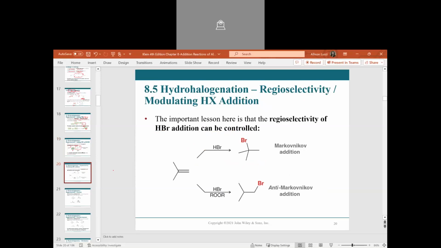The important point being made here is that we can control the addition of a halogen, specifically HBr, to our alkene depending on whether or not a peroxide is utilized. So we see again Markovnikov addition, the more substituted side of the double bond. In this case, we'll get the bromine, and then in the anti-Markovnikov addition, where the hydrogens are, now the bromine gains there, so the least substituted vinylic position.